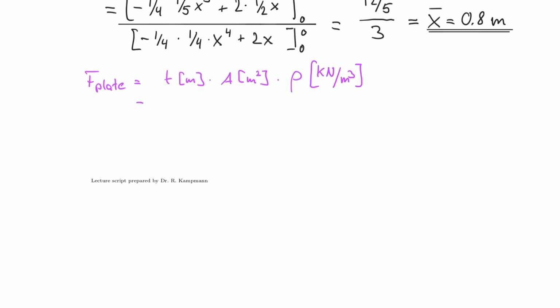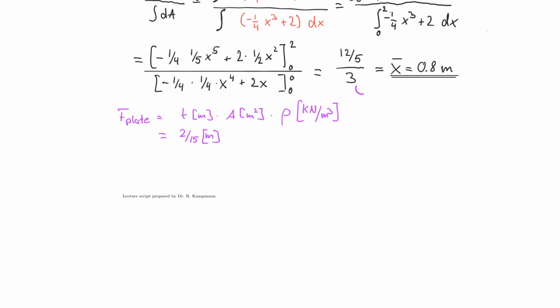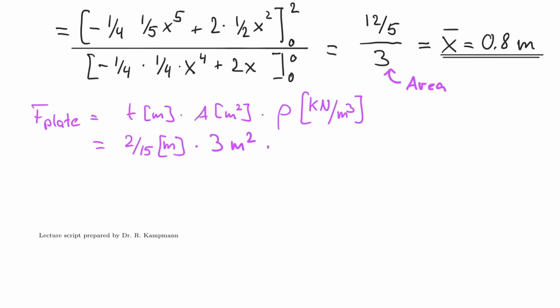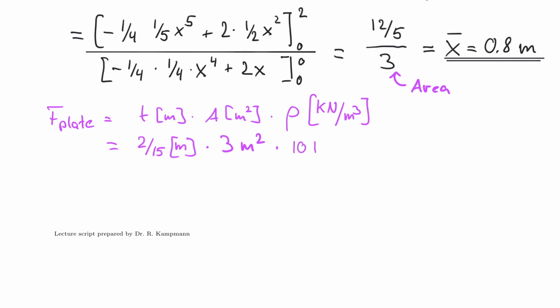So let's look at that. The thickness was 2/15 meters. The area I already calculated, right? So this here is actually the area, so multiplied by 3 meters squared. And then the density of water is, or not really the density, the specific weight, 10 kilonewton per cubic meter. And then multiplied by 2.5, because that is the density of concrete. And if I solve this, I will find that my entire plate has a nice weight of 10 kilonewton.